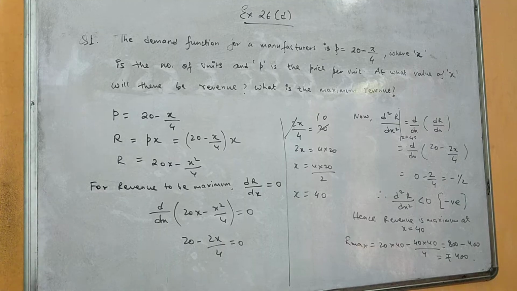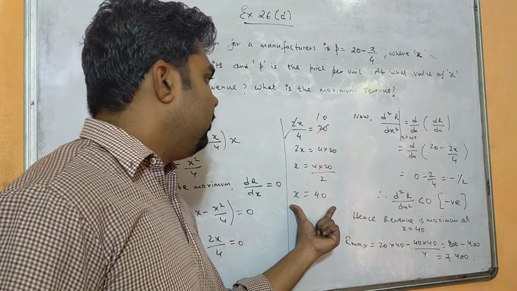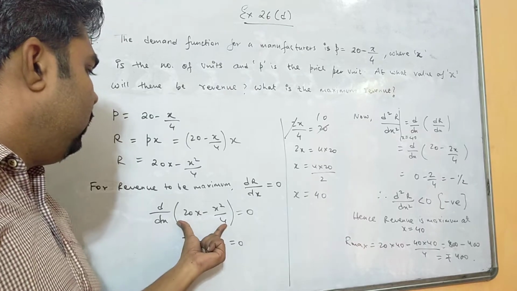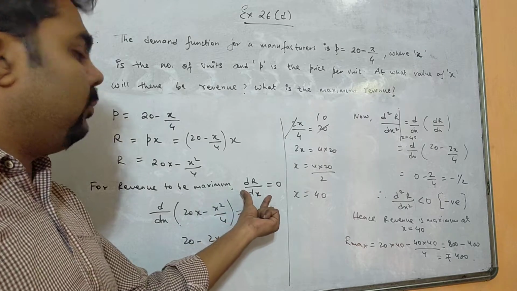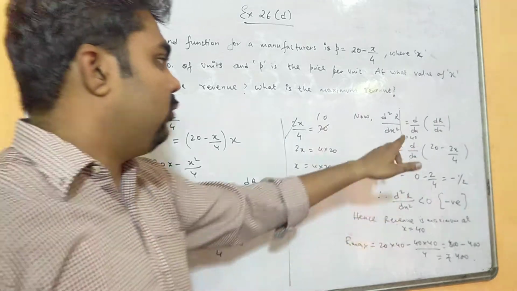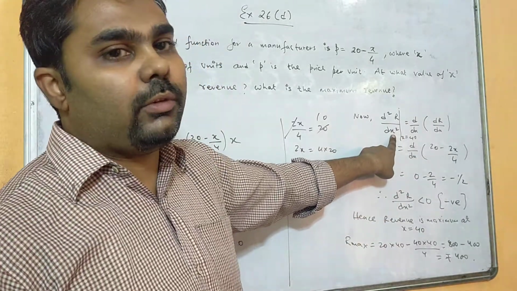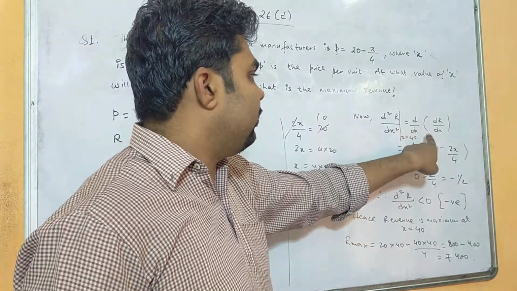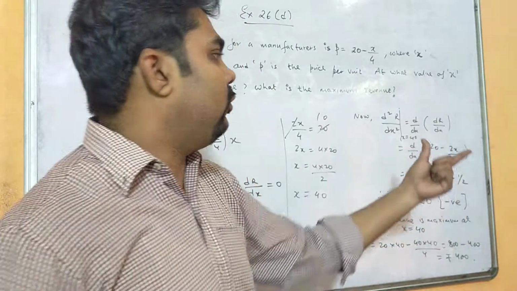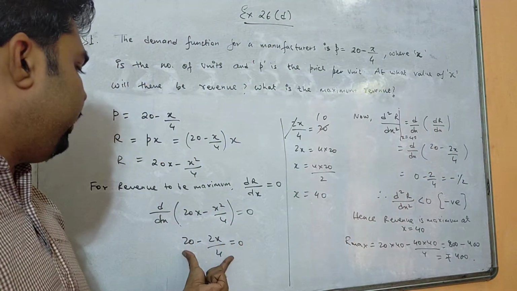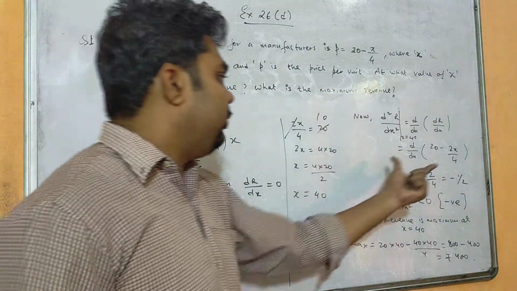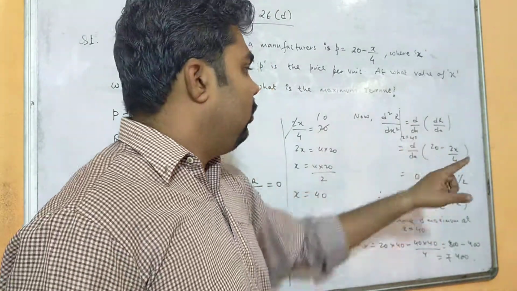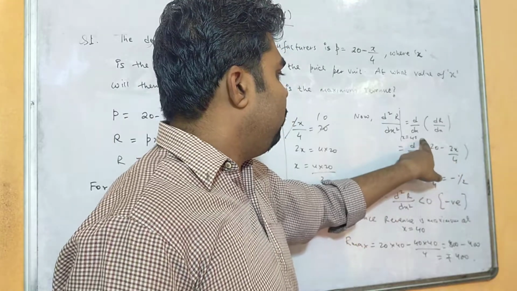After getting the value of x, we have to double differentiate this revenue function. dR by dx we have already found, so we have to differentiate once more. In short, we have to find the double differentiation of revenue. This is the second step. So d square R by dx square means d/dx of dR by dx, which is 20 minus 2x by 4. We will differentiate this, and after differentiation, if x is left, we will put x equals 40 there.